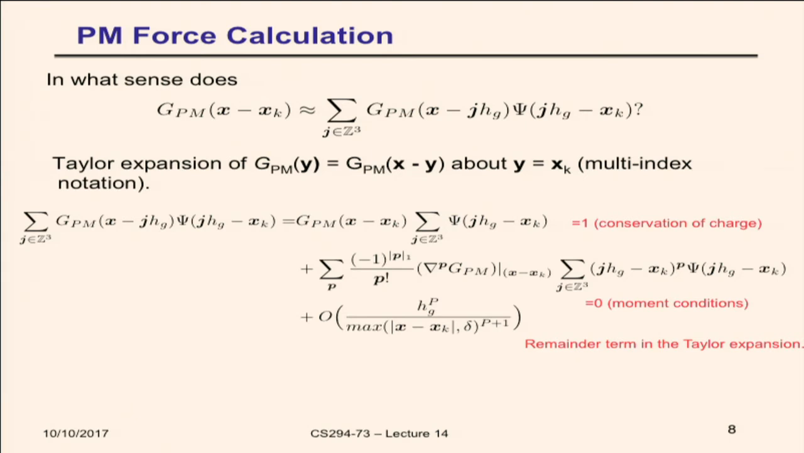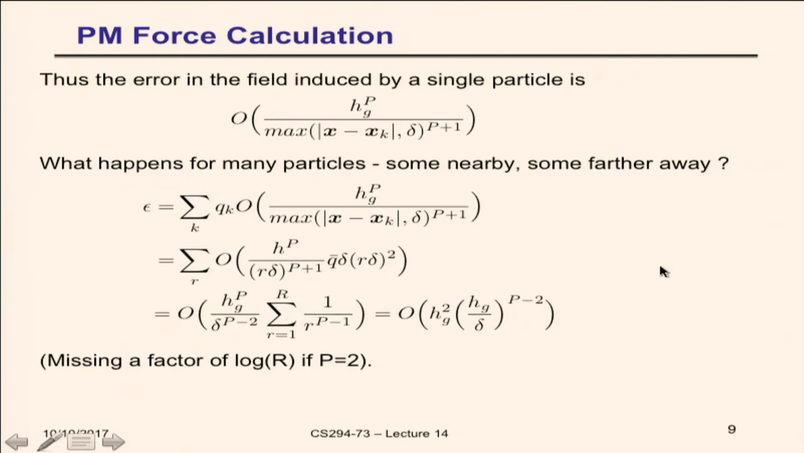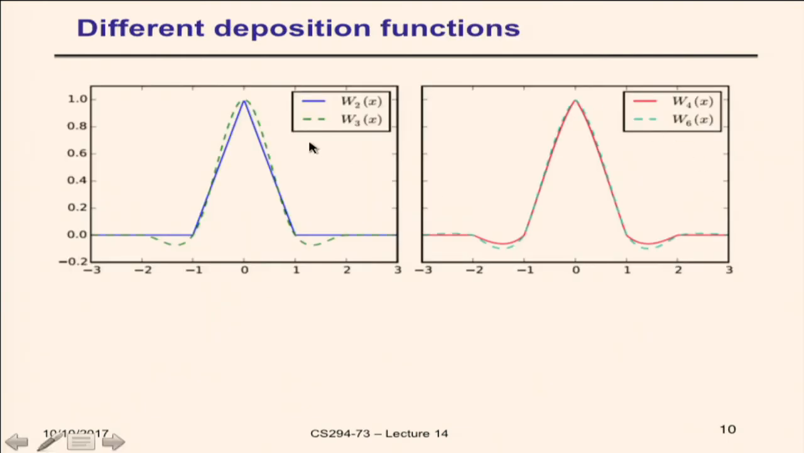So this is the giveaway that to go to higher order, you need to have some of these deposition functions be negative. Now, because these are just something you're doing to get an inexpensive way of computing the far field, it's not as critical here as it would be, say, if what you were depositing was a distribution function, where it would matter more.